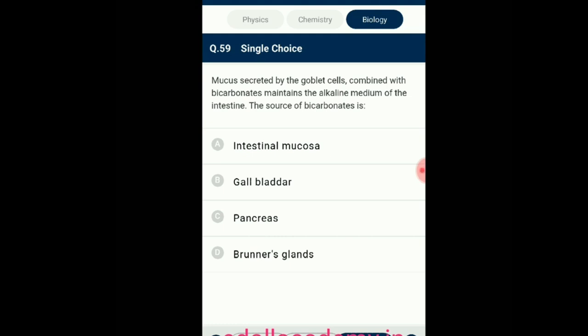Question number 59. Mucus secreted by the goblet cells combined with bicarbonate maintains the alkaline medium of the intestine. The source of bicarbonate is the pancreas. The intestinal mucosal epithelium has goblet cells which secrete mucus. The secretions of brush border cells of the mucosa along with the secretions of the goblet cells constitute the intestinal juice or succus entericus. This juice contains a variety of enzymes like disaccharidases, example maltase, dipeptidase, lipases, nucleosidases, etc. The mucus along with the bicarbonates formed in the pancreas protects the intestinal mucosa from acid as well as provides an alkaline medium, the pH range of 7.8 for enzyme activities. The answer for this question is option C, pancreas.